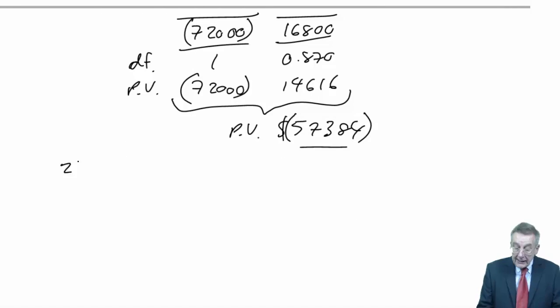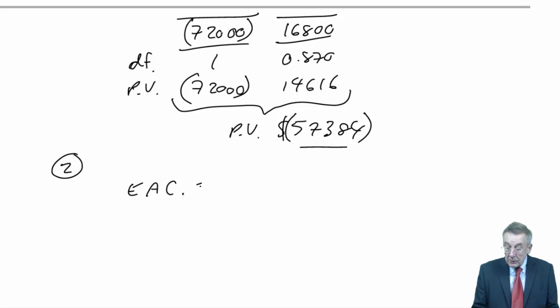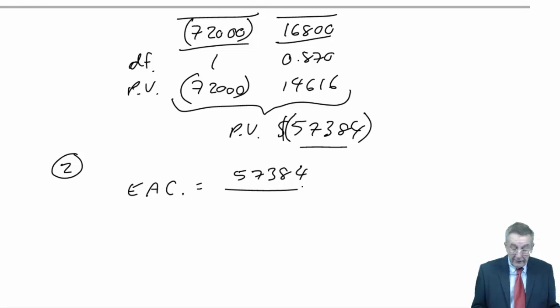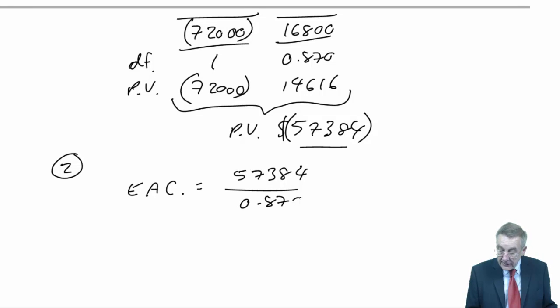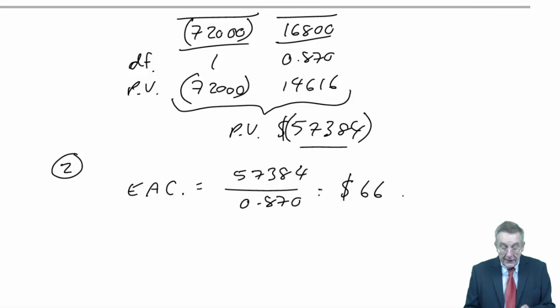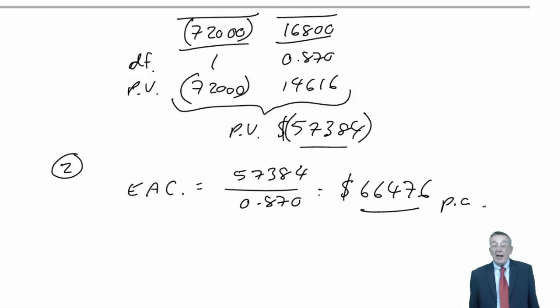That's step one. For the last time, step two, equivalent annual cost. 57,384, the present value of the first machine. Divide by the annuity factor, it's 1-year replacement, so the 1-year annuity factor at 15%, 0.870. And what do I get? 66,476 per annum forever. And now we've got it. It had to be one of the three. Which of the three is it?